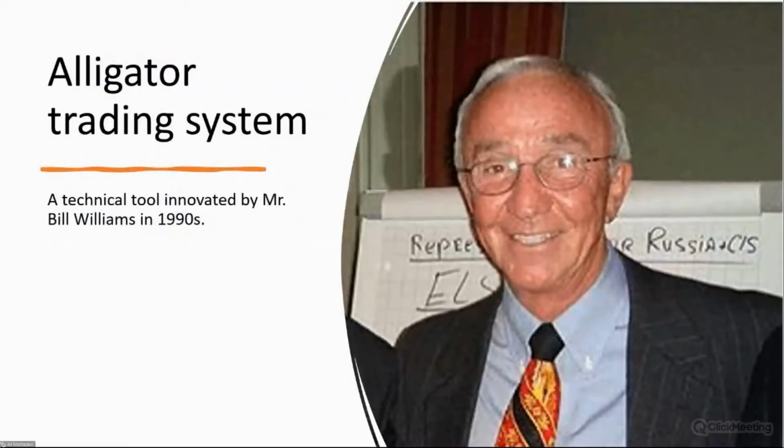Let's start with this picture here. You see Mr. Bill Williams. This picture was taken in 2000 maybe. Okay, what is the Alligator trading system, guys? Alligator is an indicator which signals a trend's absence, formation, and direction. The Alligator indicator was first introduced to the financial markets by Mr. Bill Williams in 1995.